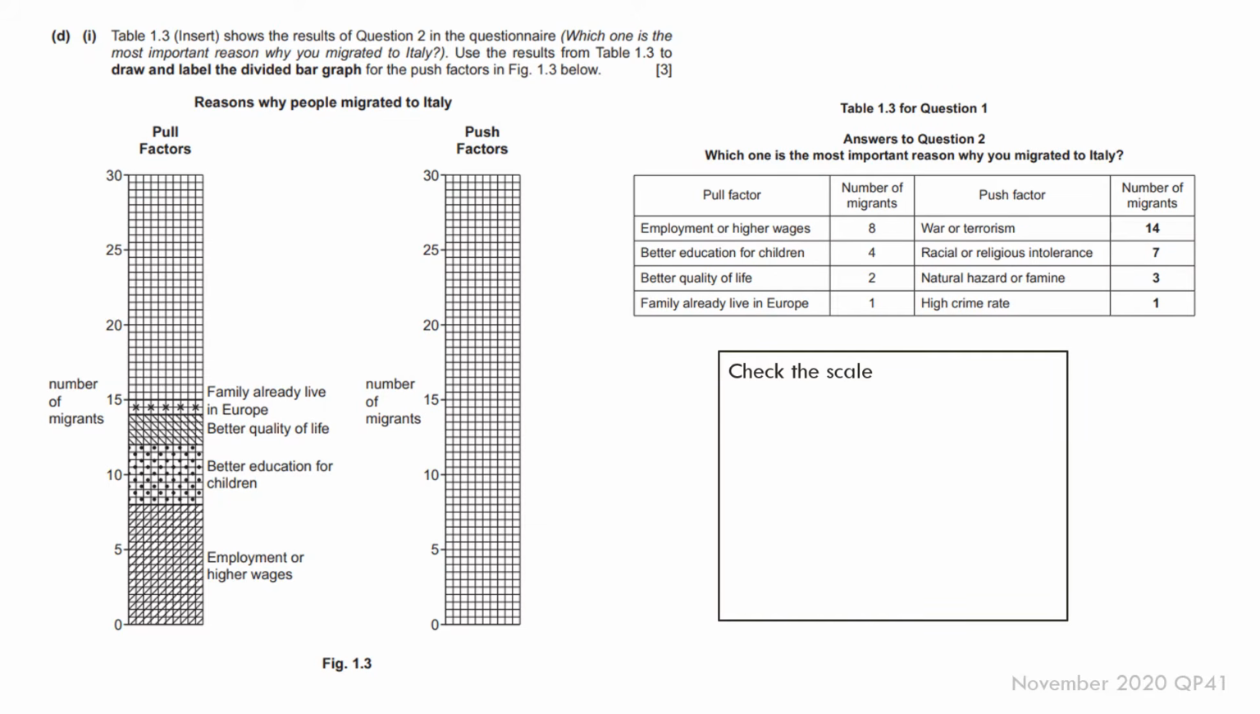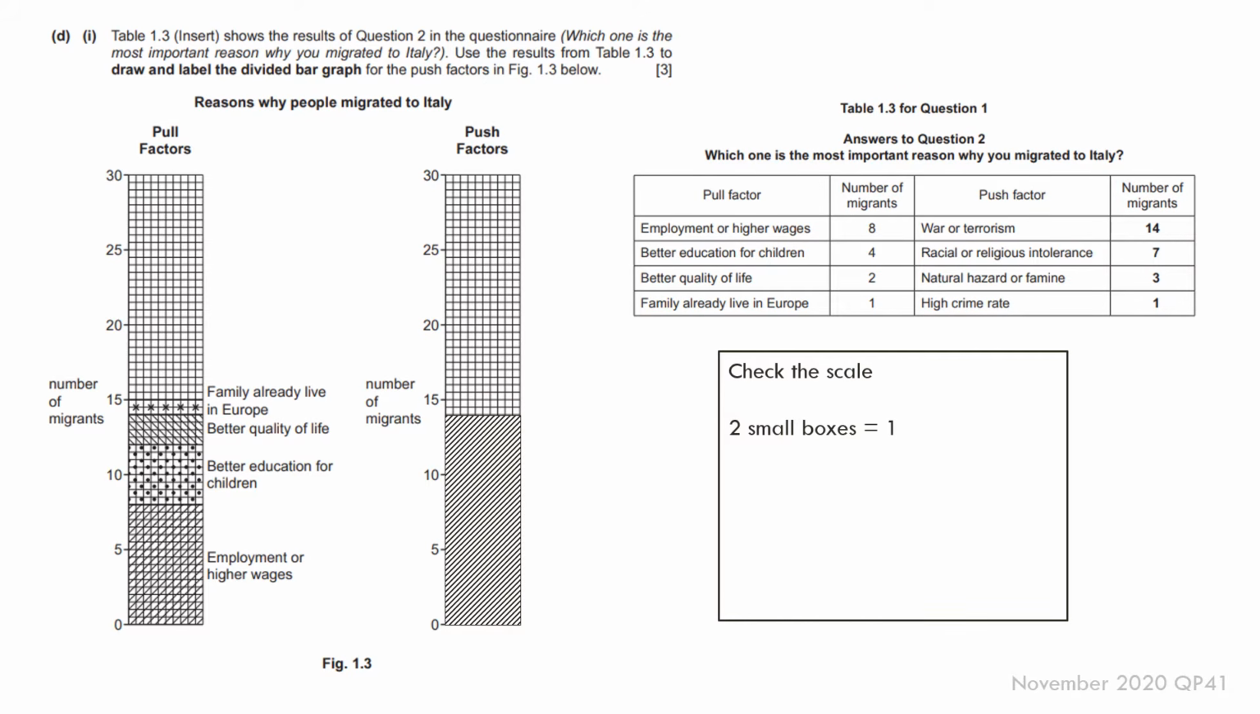So here we have to draw what's called a proportional bar graph. This is when all the results have to make up the whole, and you can see here on the left hand side for pull factors, what they've done is they've drawn a bar graph for all the pull factors, and they've added on each layer on top. So remember, check the scale. 2 boxes equals 1 reason, or in this case, the number of migrants who responded.